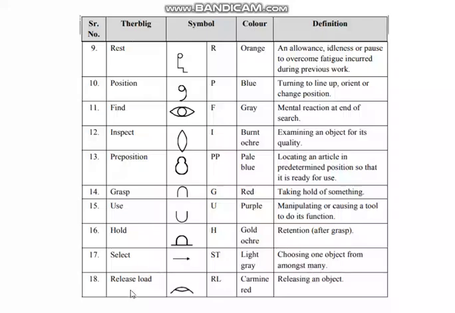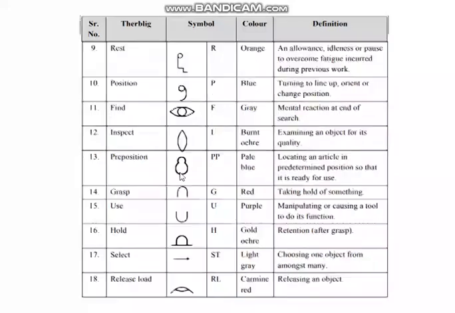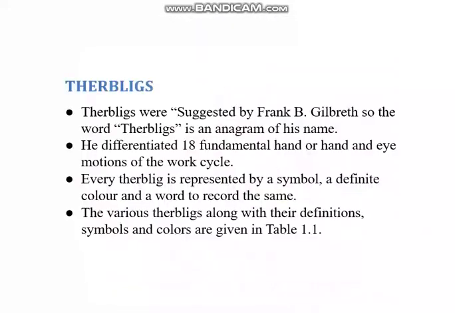Okay, like that. Then release load. You see, load is released. When here it was transport loaded, the reverse of it is release load. Release load means karma in red, releasing an object. Okay, so these are the 18 Therbligs which this management thinker Frank B. Gilbreth has suggested.